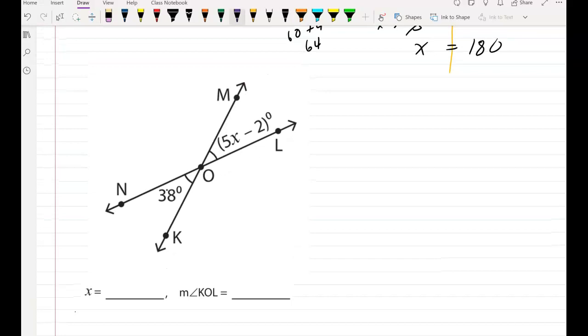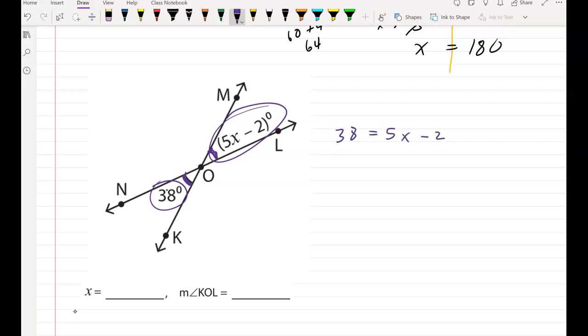Oh, this is good. I like this one. Here we have vertical angles. We have this angle here is 38, and this angle here is 5x minus 2. And because they are vertical angles, that means that their measures are equal. So that means that 38 is equal to 5x minus 2.